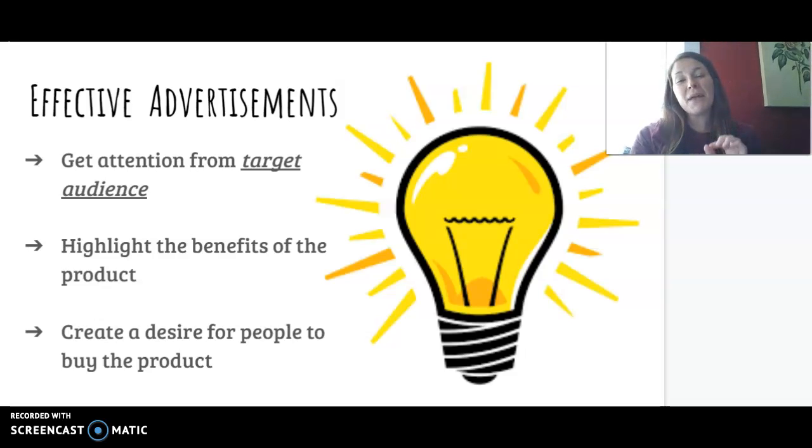You want to highlight the benefits of the product. So the best parts about it, the parts that you think the consumers will like the best. And then the next thing you want to do is create a desire for people to buy that product. So what makes your product so unique that people should buy it?